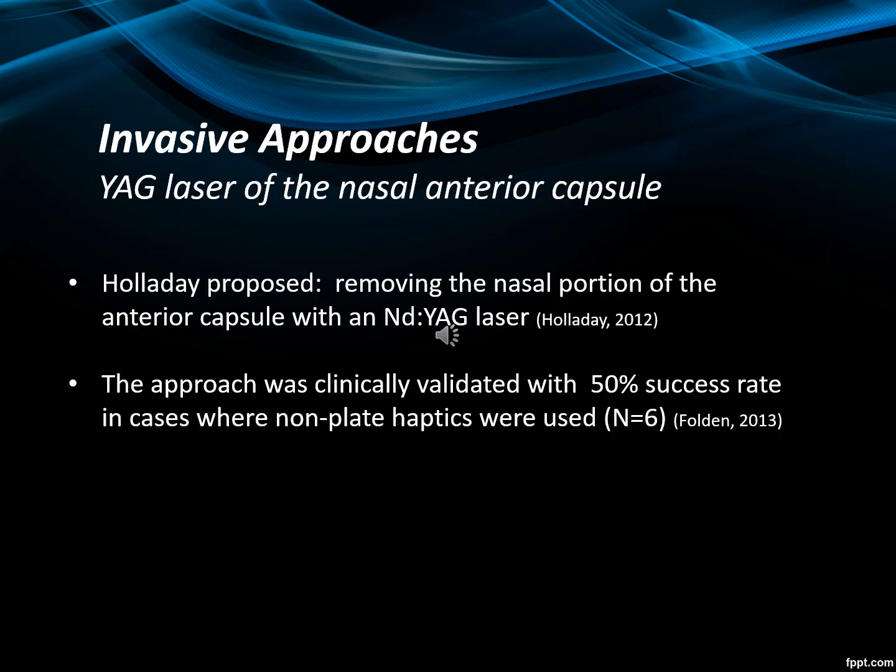For invasive approaches, because of the possible relationship between the anterior capsule and the optic, Holliday proposed possibly YAGing the nasal portion of the overlying anterior capsule to remove it to see if this might help. Some studies have shown that this sometimes does help. However, it does not always help. So Folden had reported that in his study, approximately 50% of patients actually improved after a YAG laser. I found this percentage to be true. So when I do perform a YAG laser to decrease the shadowing, I counsel patients that this may only help some of the times and not all the time.